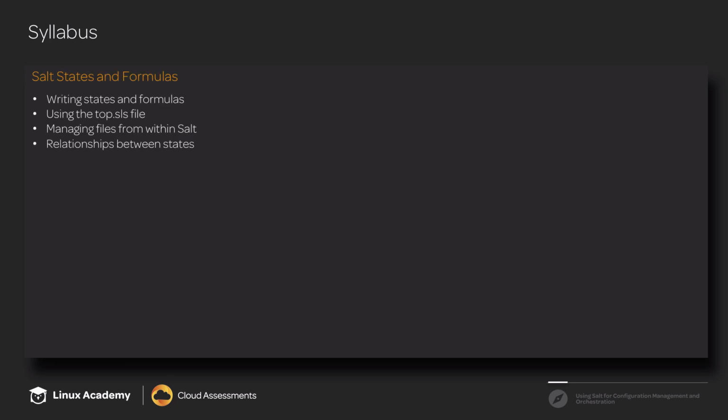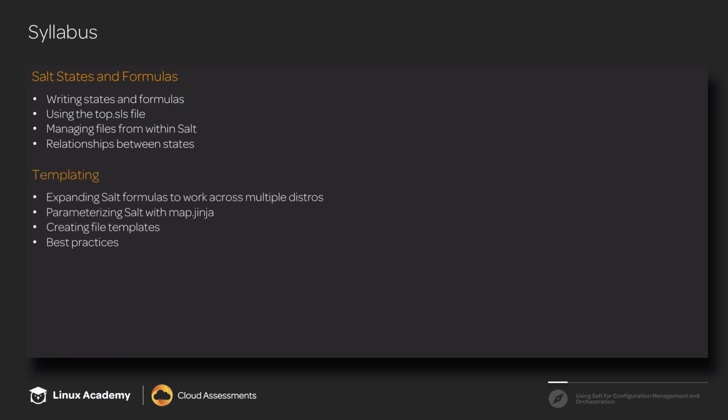And then when we're done, we're going to get to the real meat of the course, which is learning about Salt states and formulas. We're going to first learn how to write a basic state and a basic formula, and how to use the top.sls file to map our states and formulas to our minions. We're going to learn how to manage static files within Salt, and how to create relationships between states.